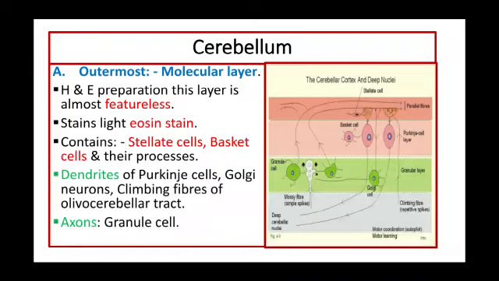The outermost layer, that is the molecular layer. In H&E preparation, it is featureless and it stains pink, that is eosin stain. It mainly contains stellate cells, basket cells and their processes. Apart from this, it contains the dendrites of Purkinje cells, the Golgi cells and climbing fibers and axons of granule cells.